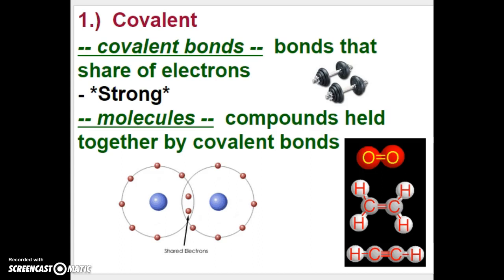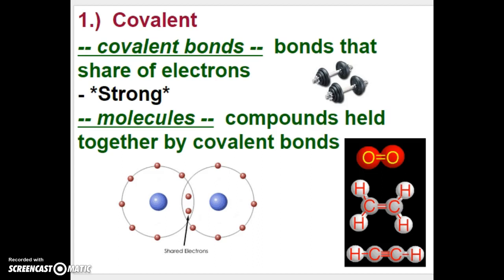So covalent bonds. Co means together or with. So if you are a co-president or a co-captain of an activity, you work together with the other president or captain to provide your team with motivation to get your goals done. Okay, covalent bonds are electrons working together, bonds that are sharing electrons.